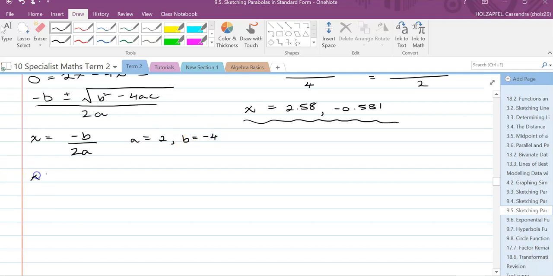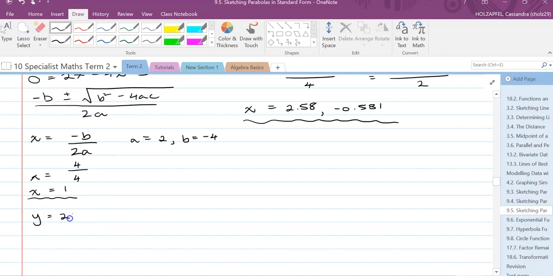So substituting those into our equation now, we're going to get 4 over 2 lots of 2, so 4 over 4. So x is going to be equal to 1. And now that we found the x-coordinate of our turning point, we can go ahead and find the y-coordinate by substituting back into that original equation.